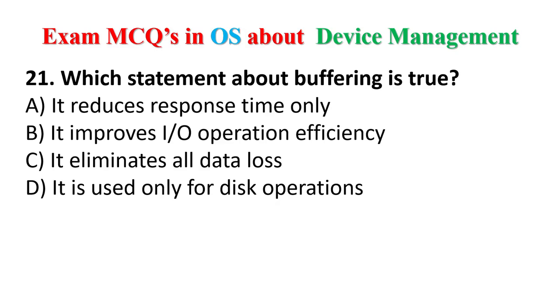21. Which statement about buffering is true? A. It reduces response time only. B. It improves input-output operation efficiency. C. It eliminates all data loss. D. It is used only for disk operations. It improves input-output operation efficiency is true about buffering.